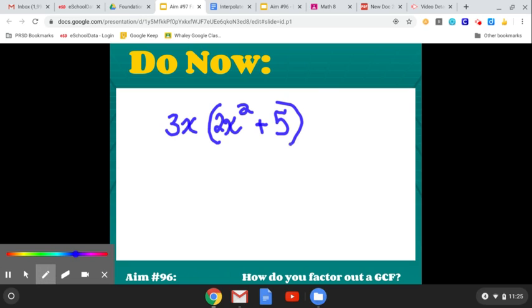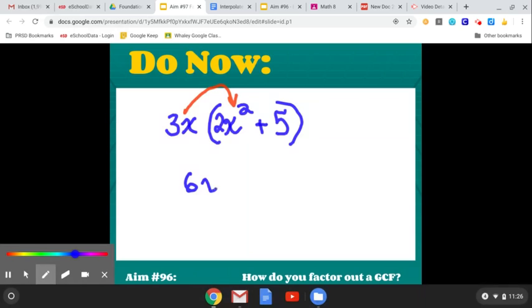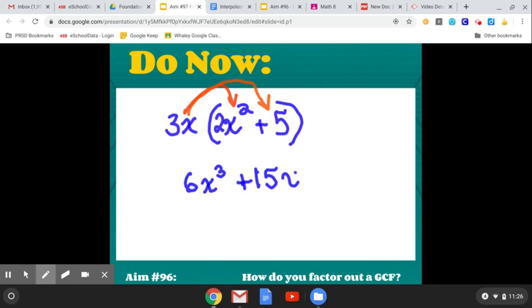Now, from the other day, I know that you're supposed to distribute here. 3x times 2x squared is going to give me 6x to the third. And then when I distribute the 3x also to the 5, 3x times 5 is 15x. And now you've just multiplied.